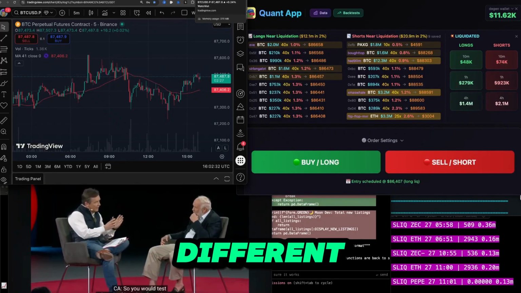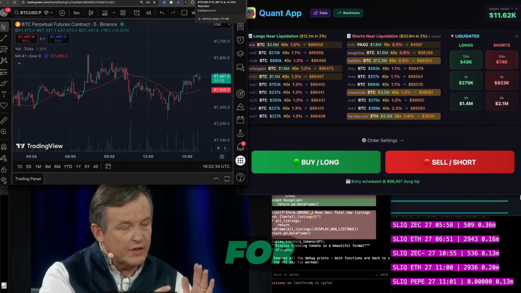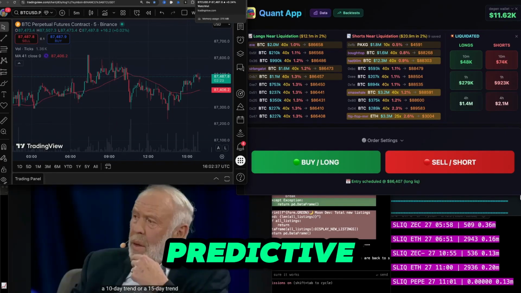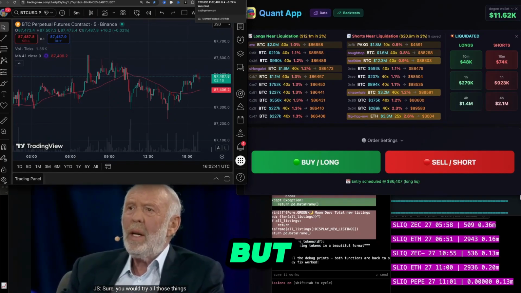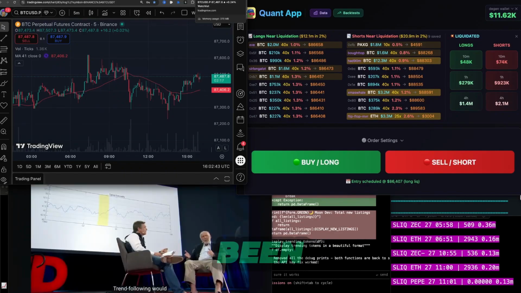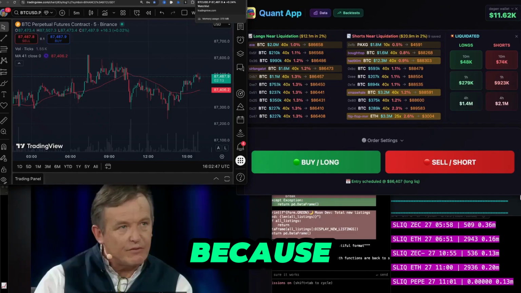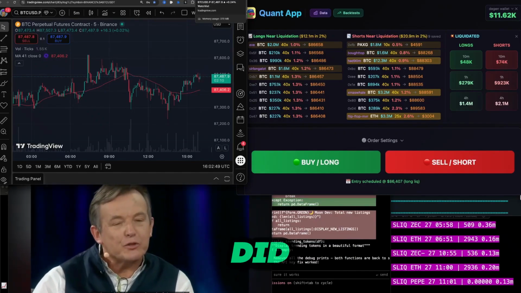So you would test a bunch of different lengths of trends in time and see whether, for example, a 10-day trend or a 15-day trend was predictive of what happened next? Sure. You would try all those things and see what worked best. But the trend following would have been great in the 60s, and it was sort of okay in the 70s. By the 80s, it wasn't such a... It didn't, because everyone could see that. So what happened? So how did you stay ahead of the pack?